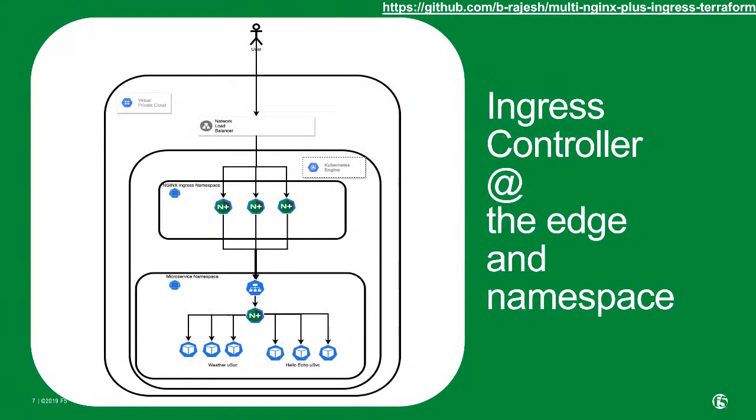The other one is the multi-ingress controller which I was talking about. The difference is that I have deployed the Ingress controller at the edge in the NGINX Ingress namespace, and I have also deployed one other Ingress controller in the microservice namespace. The reason for that is that this is a pattern which I'm quite heavily watching in the space. It's happening as of now.